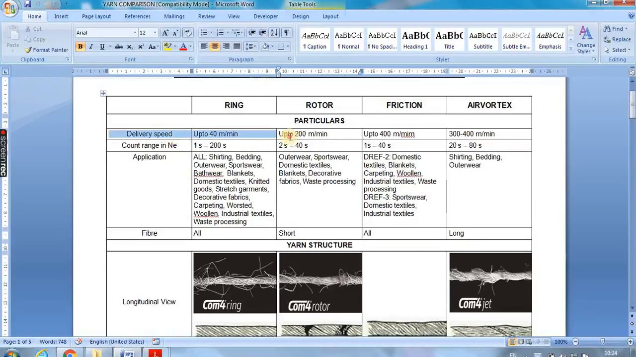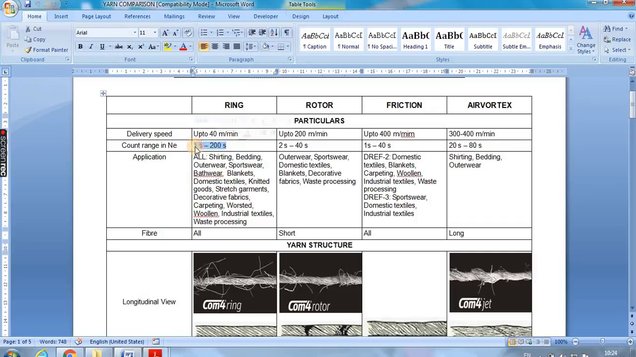While comparing the delivery speed, the rotor is around 5 times higher compared to the ring. In ring there is a very low delivery speed because of the constraint in the traveler speed, which is maximum up to 40 to 45 meters per second. But in the case of rotor, the delivery rate can go up to 200 meters per minute because the twisting and winding is separated.